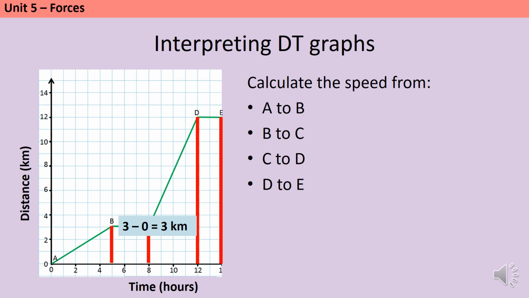As we've already said, this person has travelled 3 kilometres, and it's taken them 5 hours to do so. So to calculate the speed, we always do the distance divided by the time, 3 divided by 5, and that gives a speed of 0.6 kilometres per hour.